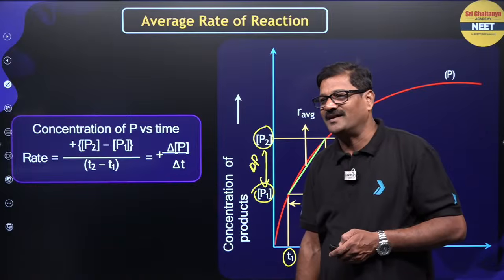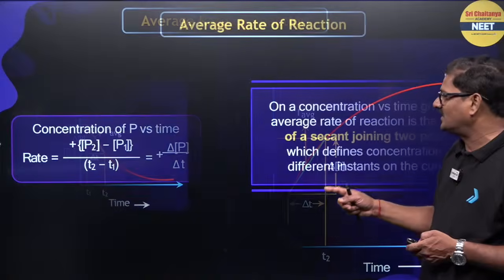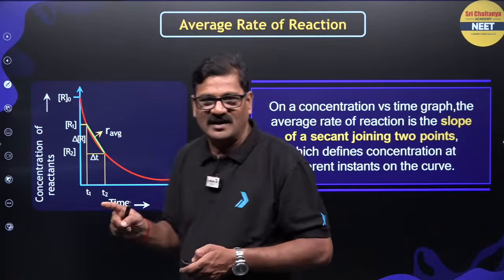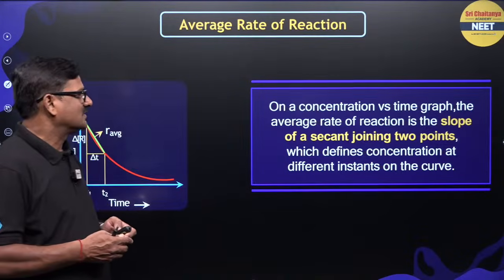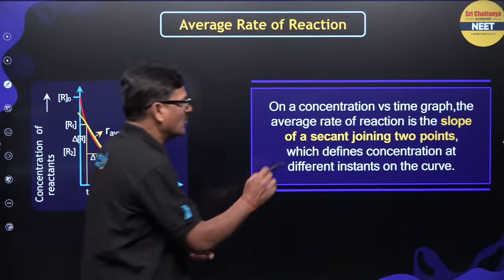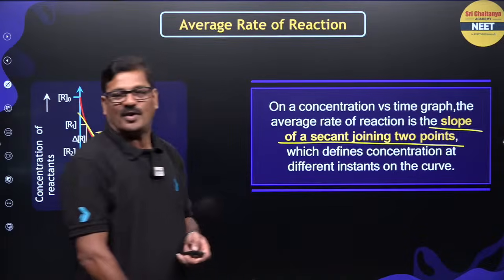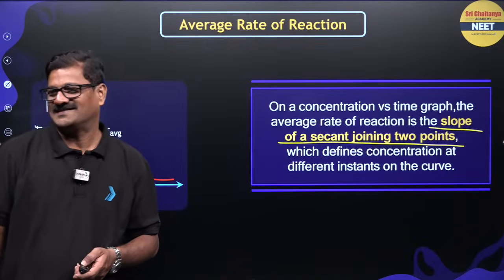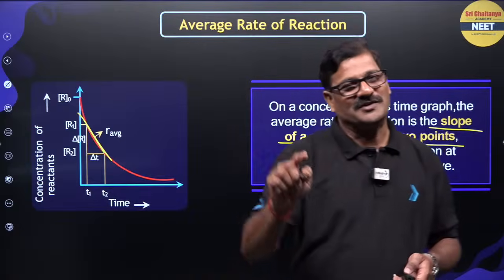Definitely you can get it. You know that the average rate is the rate in a given interval of time. So you are going to see this is the slope, and this slope is a secant joining 2 points, isn't it? Looking at the slope for the entire chapter is very important.